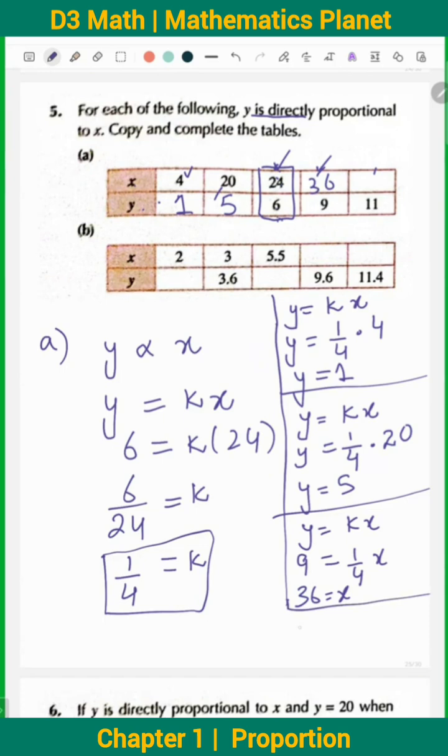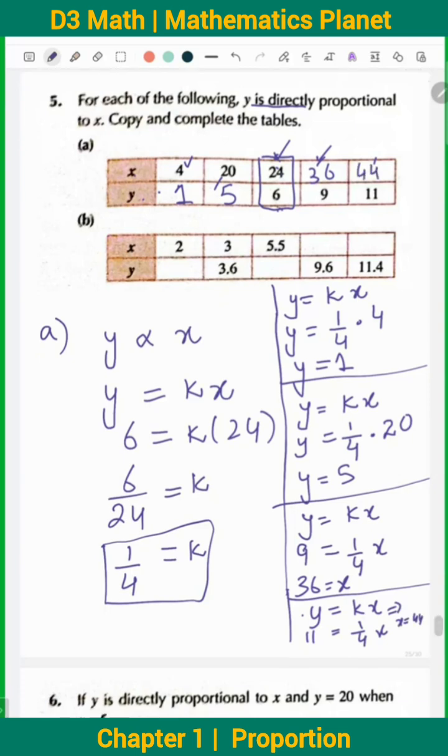Y is equal to kx. So again we have y is 11, which is equal to 1 by 4 times x. So x would be equal to 44. Very good. So it's easy for all of you.